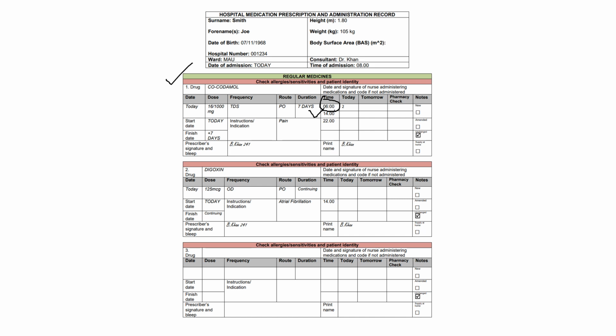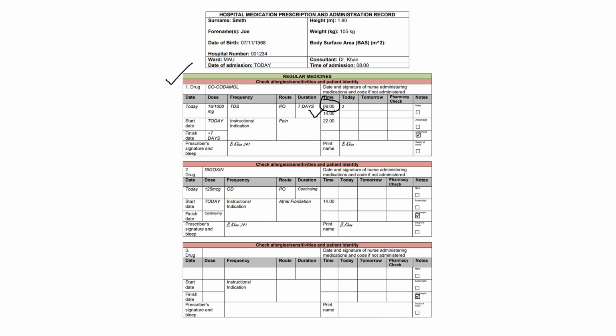Then we have to give that medication, okay. And then the next drug is digoxin. The date is today. Dose is 125 microgram, 1 to 5 microgram. Frequency is once a day. Route is oral. Duration is continuing. Time is 14 hours, so it is due at my time. It is for atrial fibrillation, for regulating heart rate.